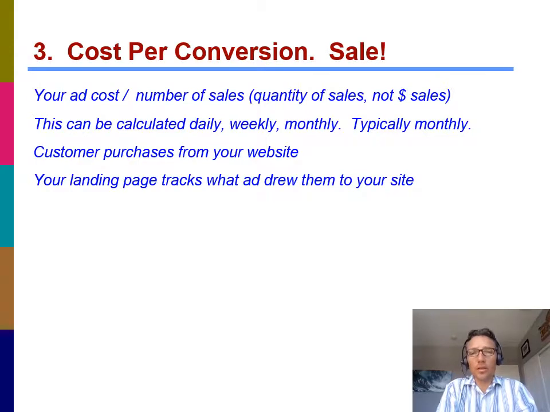So we have a cost per lead, in this case, $10. Then we get to the third step, cost per conversion. Hey, we made a sale. How do we determine our cost per conversion? Again, it goes back to that total ad cost divided by the number of sales, not the dollar value of the sales, but the number of people who purchased. So in this case, let's assume we had one sale, and let's assume that the product we sold them cost $100. What was our cost per conversion? It is $100.